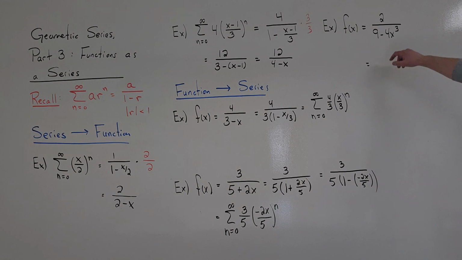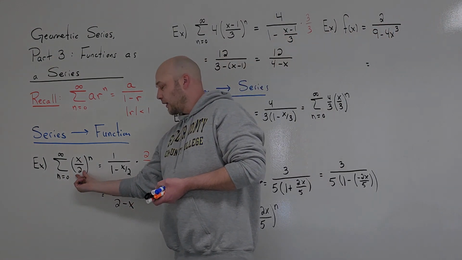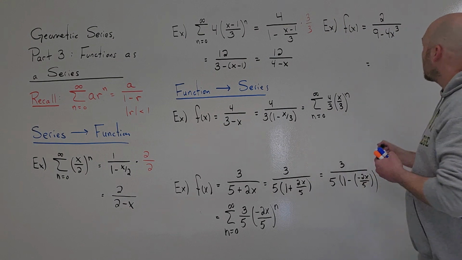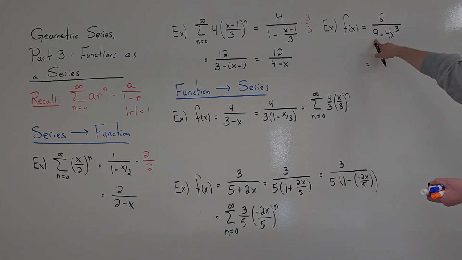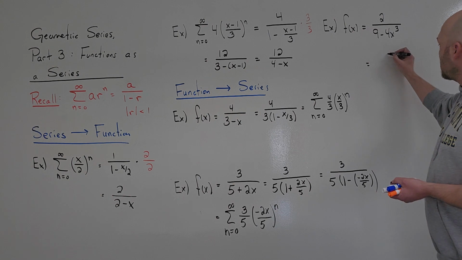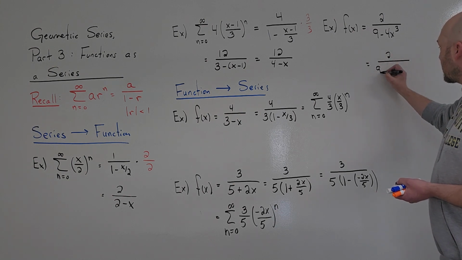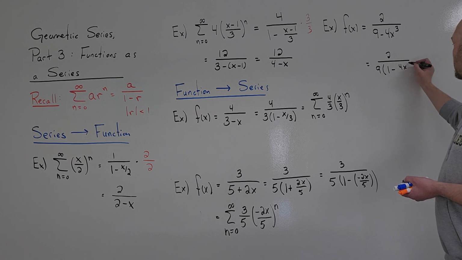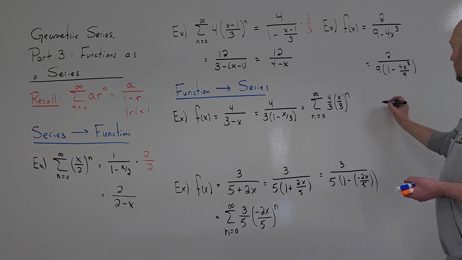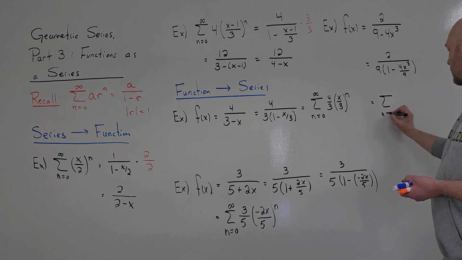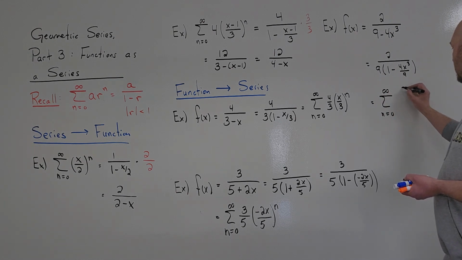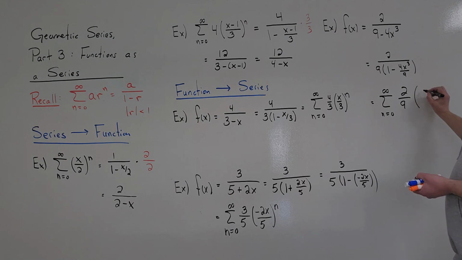Okay, last one. This one is not a 1, and I've got x to the 3rd there, but it really doesn't matter. I just have to have my variable term in that spot. The only thing we have to do is make this a 1, so let's factor that out. This would give me 2 over 9 times the quantity 1 minus 4x cubed over 9. Then I've got the sum, n equals 0 to infinity, of 2/9 times 4x cubed over 9 to the n.